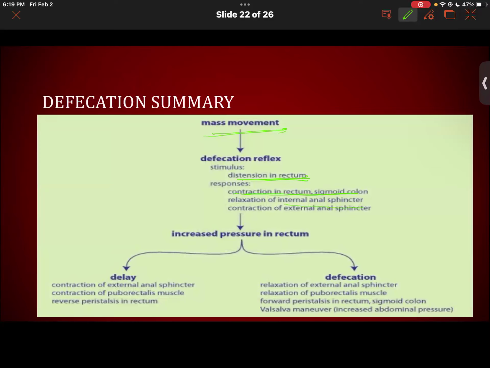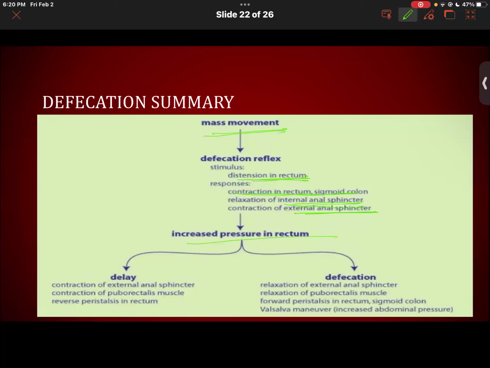We have relaxation of the internal anal sphincter due to the pressure on the rectum, which causes the release of VIP and NO. We have contraction of the external anal sphincter, right? Because when we have a defecation reflex, the external anal sphincter contracts transiently, okay? By the pudendal nerve, because we also have stretch receptors in the rectum that are connected to the pudendal nerve, and once those are activated, it causes the pudendal nerve to cause the external anal sphincter to contract.